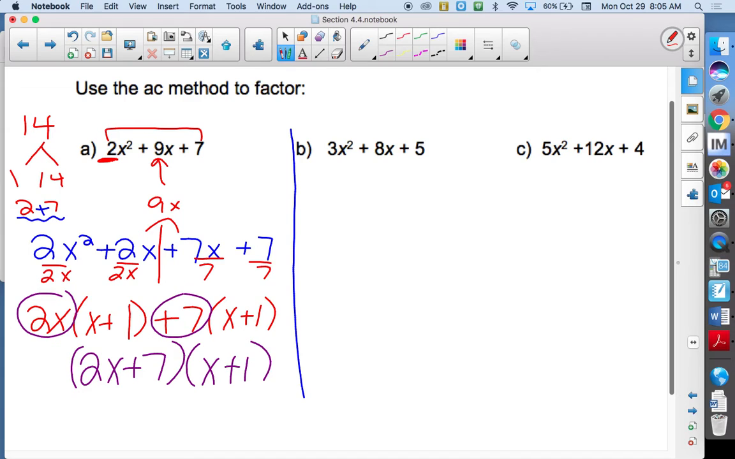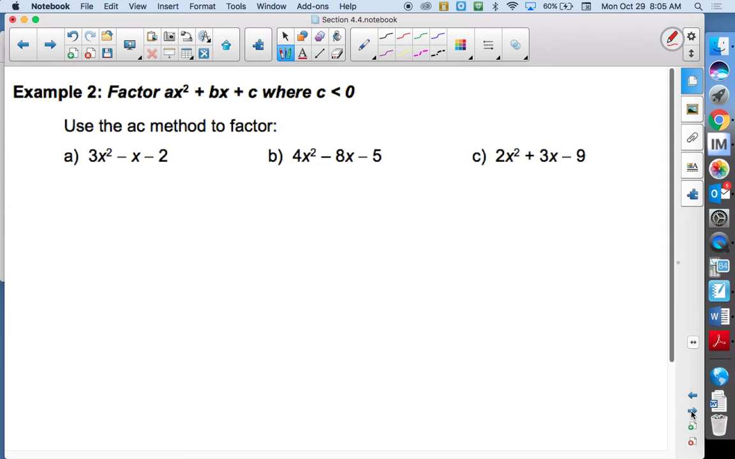I want to go down to the next two because there's negative signs in these. That one didn't. Those other ones didn't have any negative signs. So if you look underneath, again, it says use this AC grouping method to factor. First question, is there a GCF? So we have a 3, really a -1, and a -2, so no GCF.